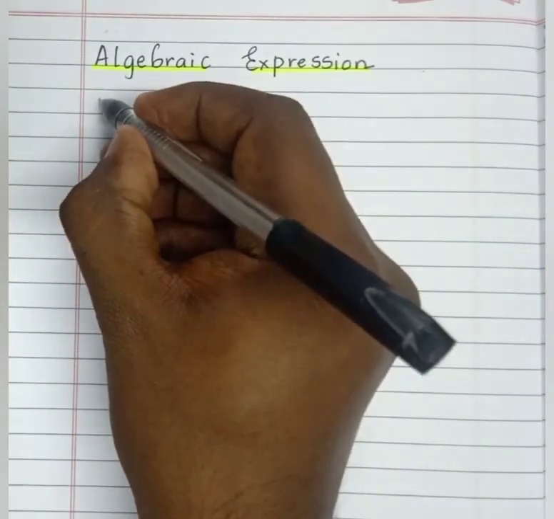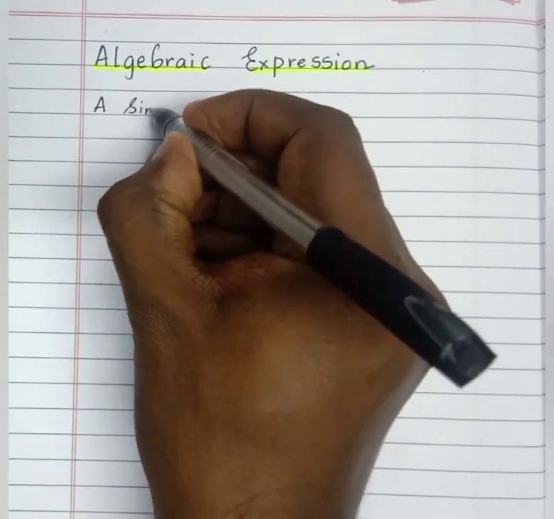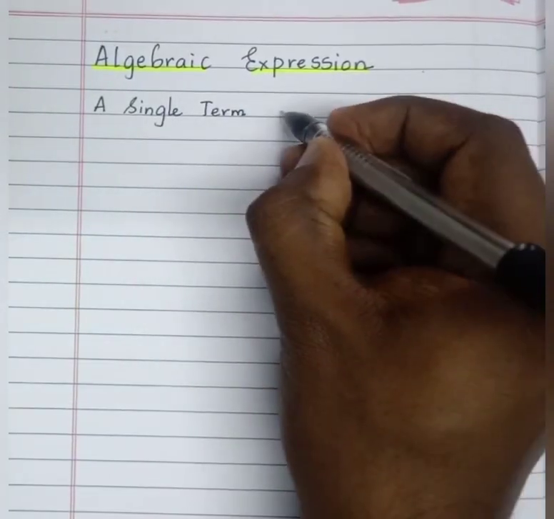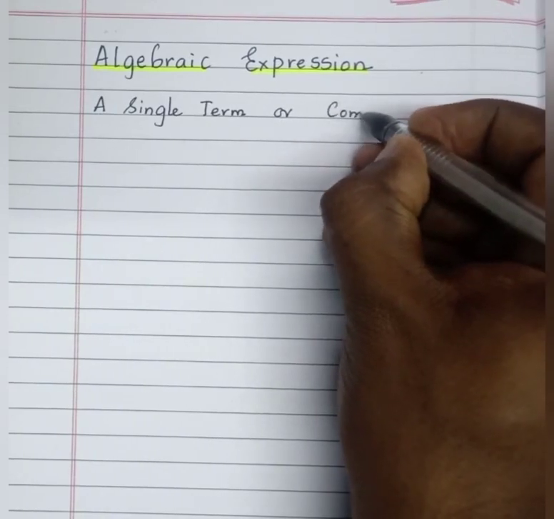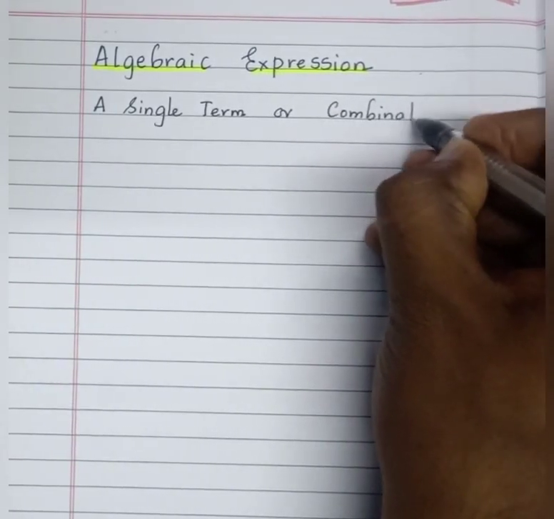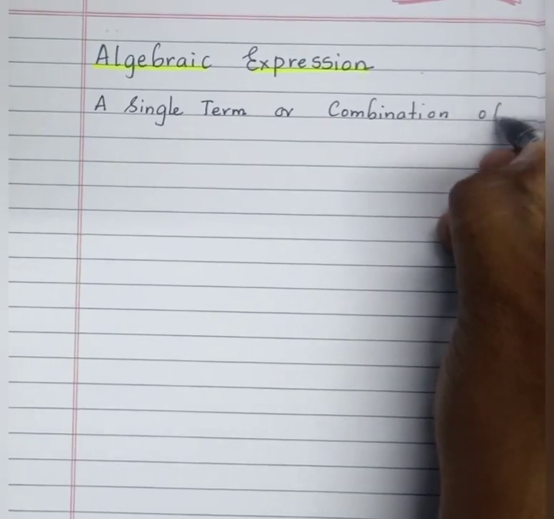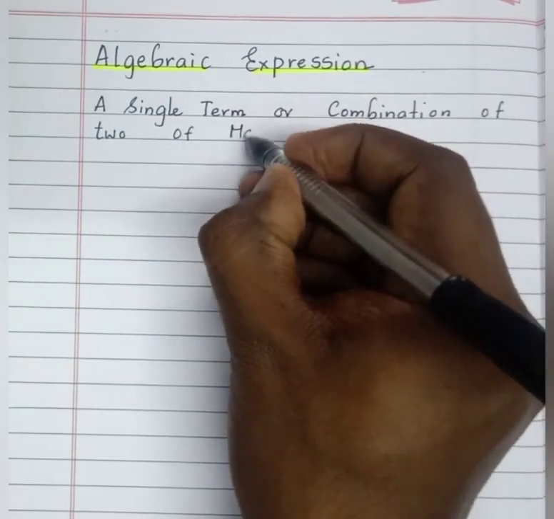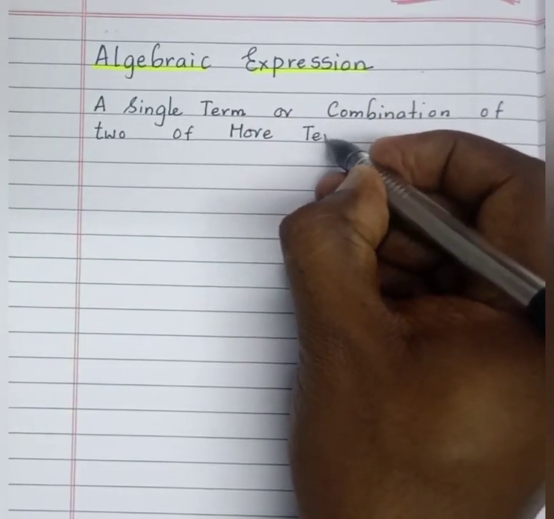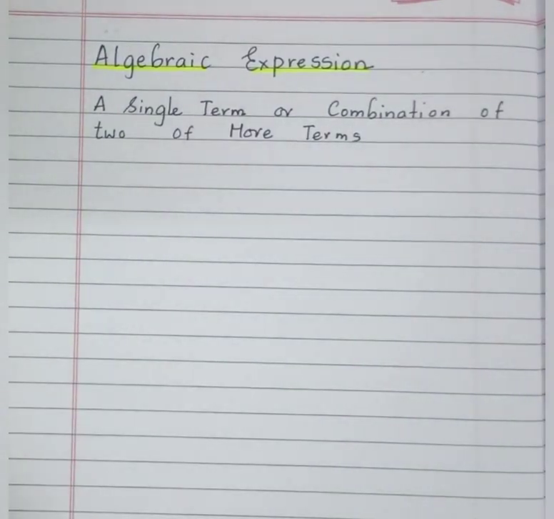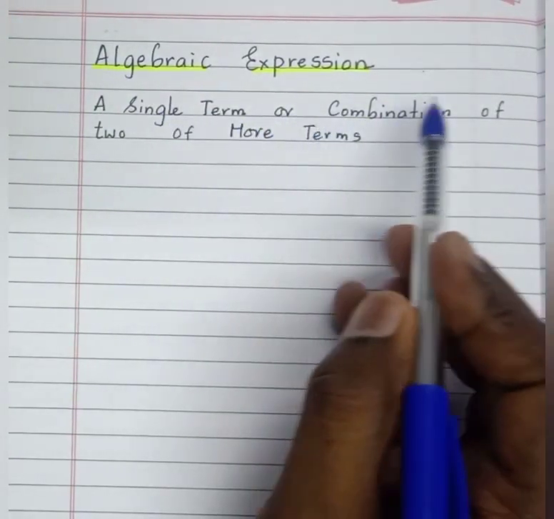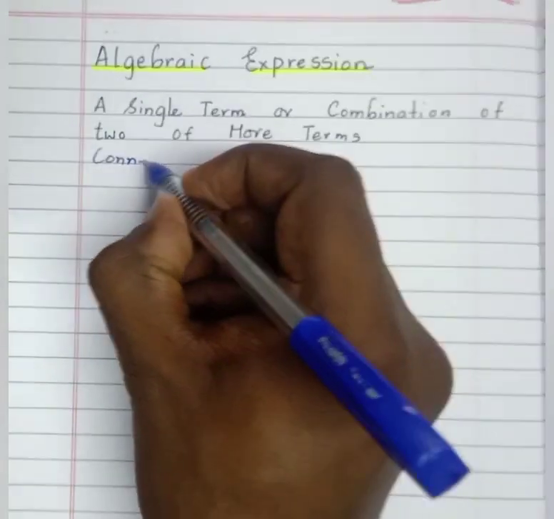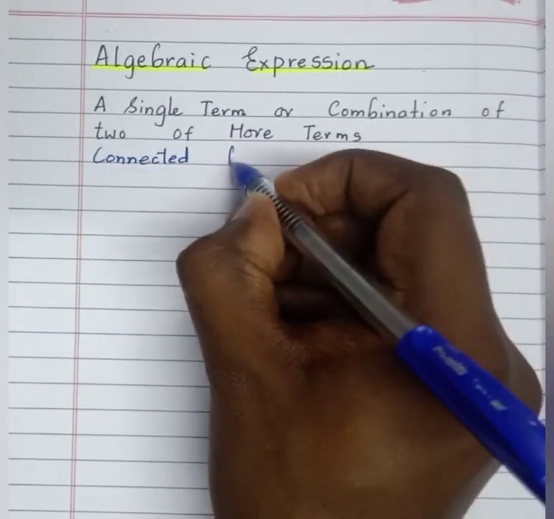Now we'll define what you mean by algebraic expression. An algebraic expression can be a single term or combination of two or more terms. What is algebraic expression? It is a single term or combination of two or more terms. If there are two or more terms, they can be connected by additive or multiplicative. Additive means it can be both addition and subtraction. If it is multiplicative, it can be both multiplication and division.